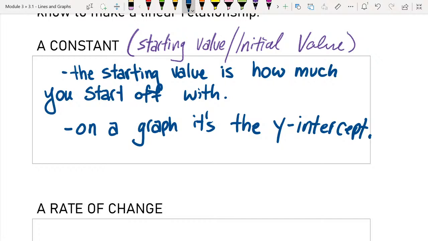It could be, you know, I could decide that I was going to try to gain some weight. I want to get muscly. So I'm going to start, and I could say, right now I'm 195 pounds, and I'm going to track my weight over time. That would be my starting value. Does that make sense? And on a graph, it's the Y-intercept.